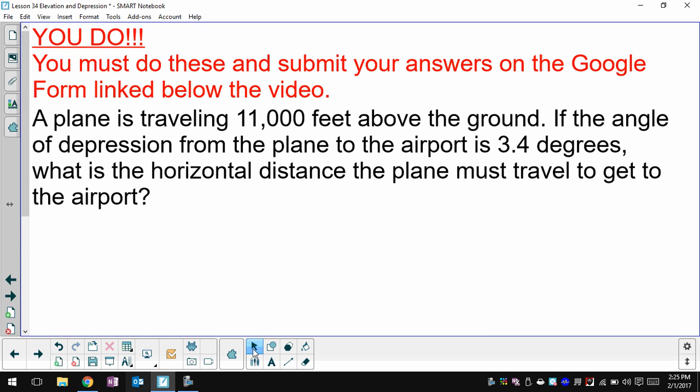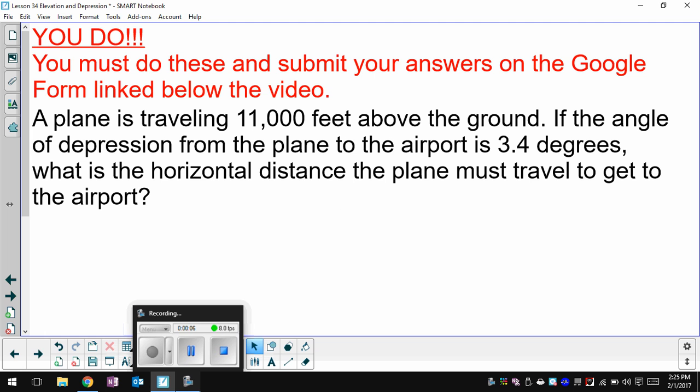So I've got one for you to try. You should draw a picture, you should show all your work in your notes, and then submit to me your answer, how far this airplane is going to travel horizontally.